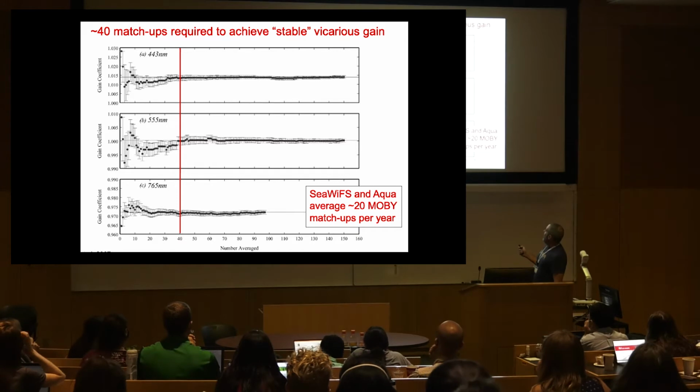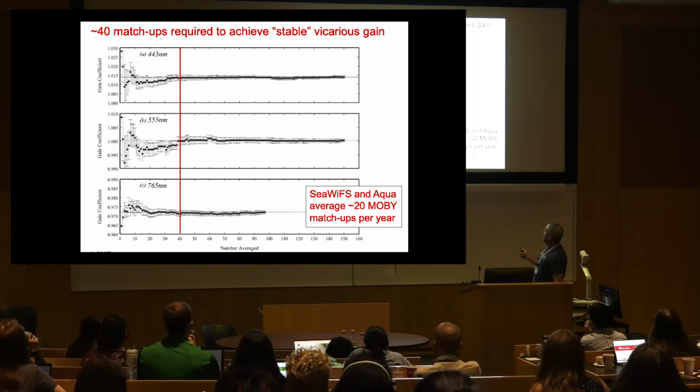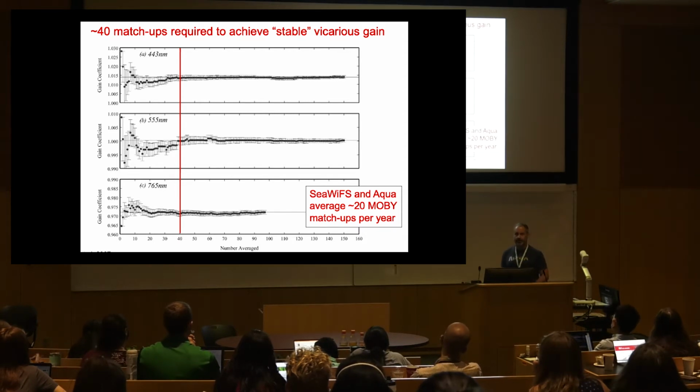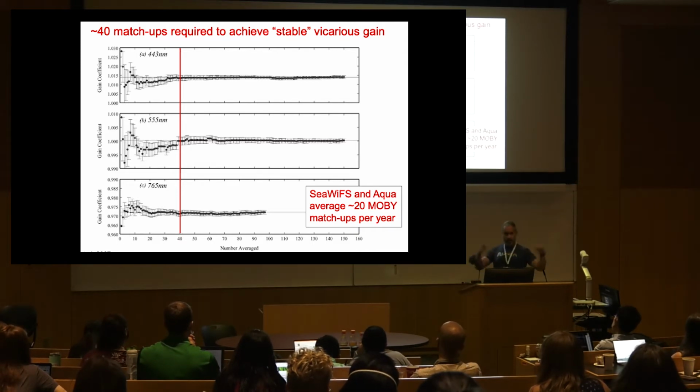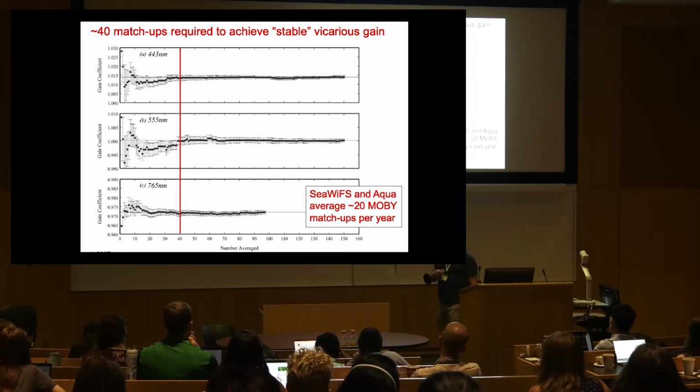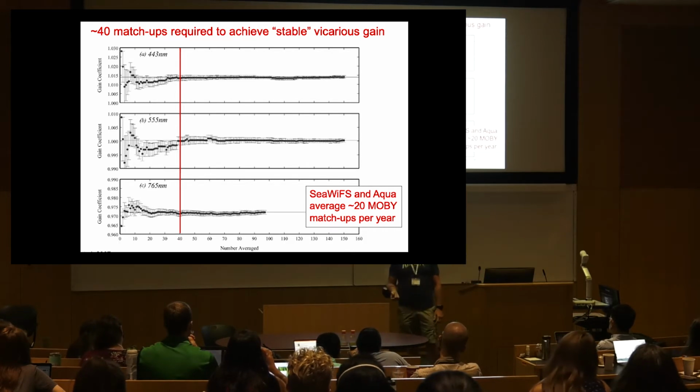So if they average, say, 20 matchups per year, we're talking about really a multi-year process to get to a gain we're comfortable with. Now, that doesn't mean we don't apply a system vicarious calibration gain early in launch. We will apply one within a few months of launch to the best of our ability, but this is one of the reasons that you'll find that we reprocess our data fairly regularly.